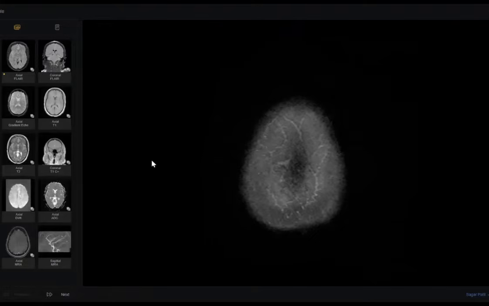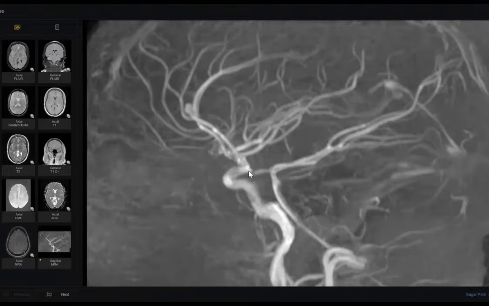The next step should be CT angio. I don't know why they asked for MRI angio, but overall, this is the angio. This is the MRA. This is without contrast. We can do the MR angio of the brain without contrast, but the neck should be with contrast.